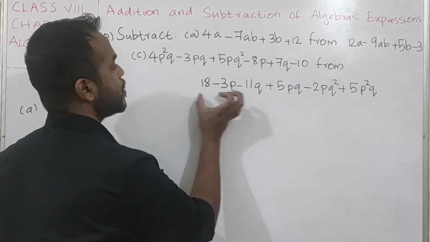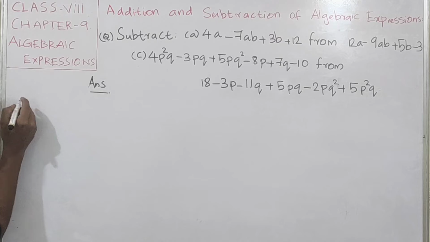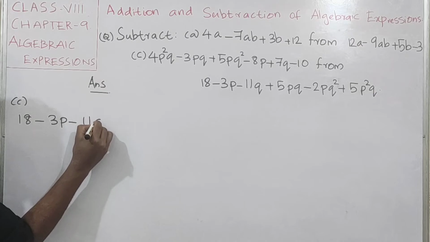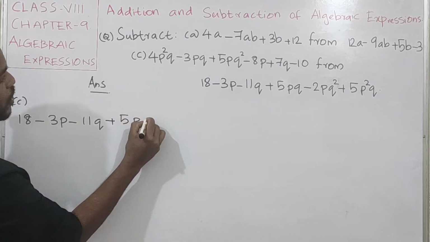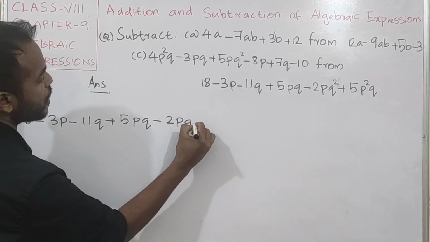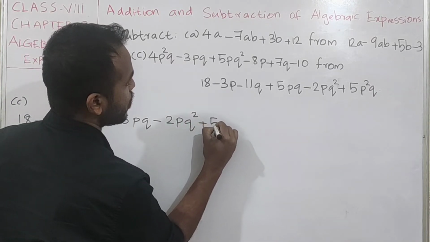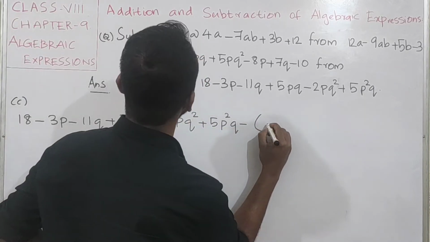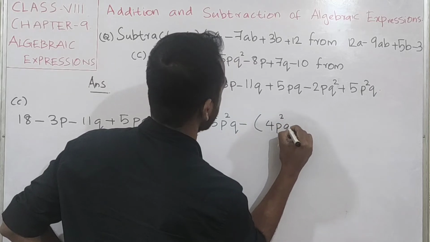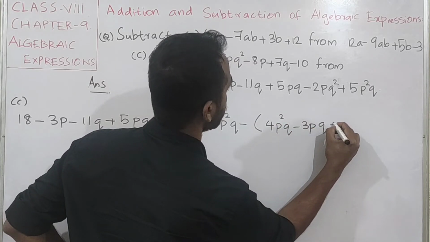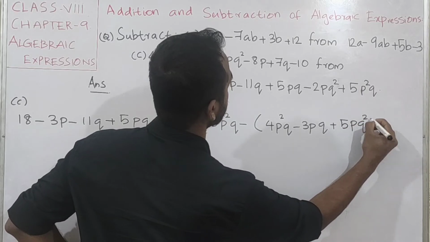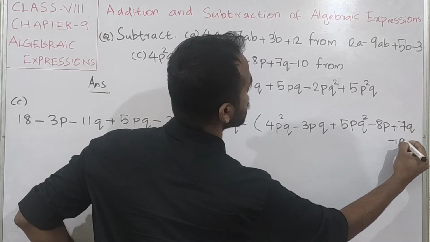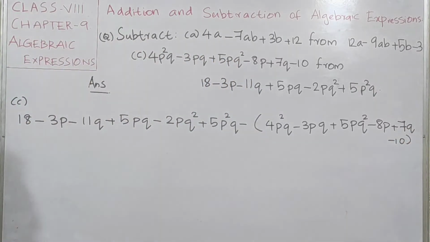So how will you do? First we will write this term. Who is the term? It is 18 minus 3p minus 11q plus 5pq minus 2pq square plus 5p square q minus, who is the term in the first part? 4p square q minus 3pq plus 5pq square minus 8p plus 7q minus 10. So this is the second term.